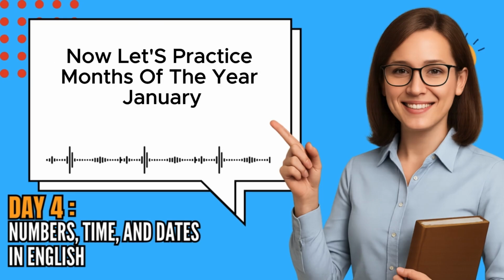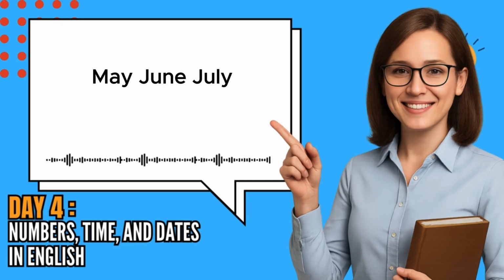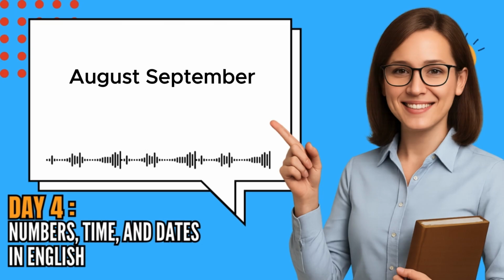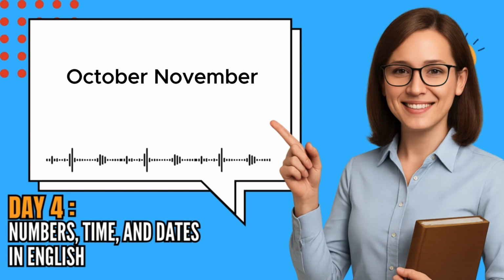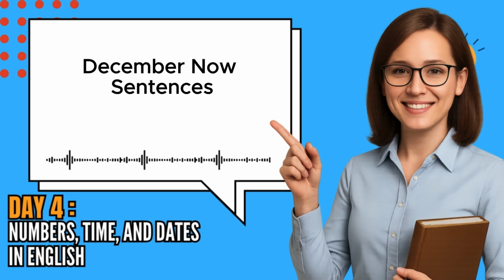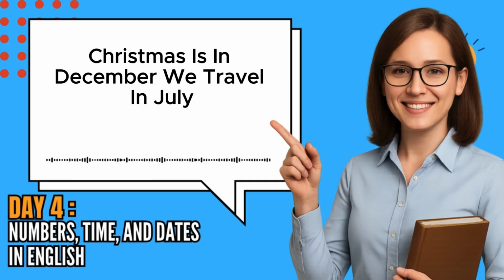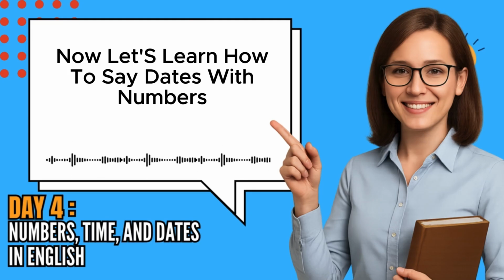Now let's practice months of the year. January, February, March, April, May, June, July, August, September, October, November, December. Now sentences. My birthday is in March. School starts in September. Christmas is in December. We travel in July. Now let's learn how to say dates with numbers.